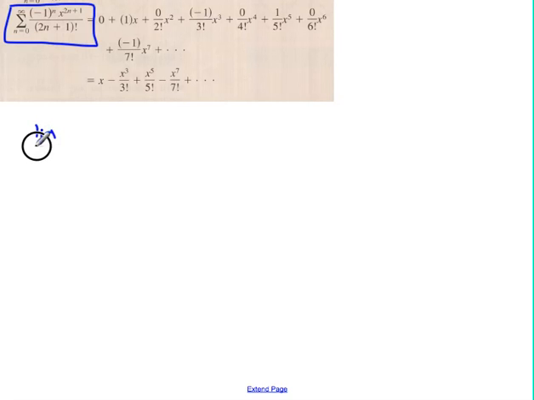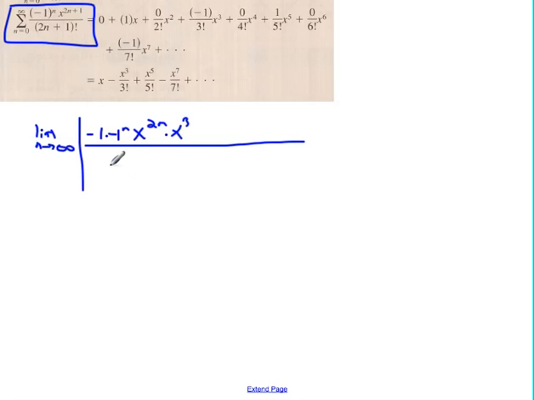Don't you take the limit? I haven't done it for a while. So the limit as n approaches infinity of a sub n plus 1 over a sub n. This might get ugly. So we're going to have negative 1 to the n plus 1 times x to the 2(n+1)+1, which is x to the 2n plus 3, over 2n plus 3 factorial, and then we'll divide that by the other guy.